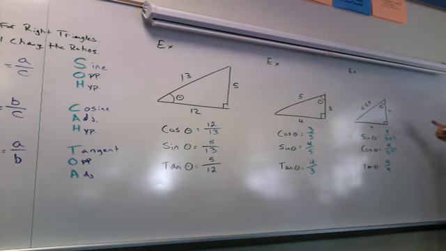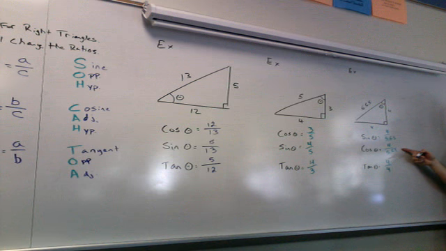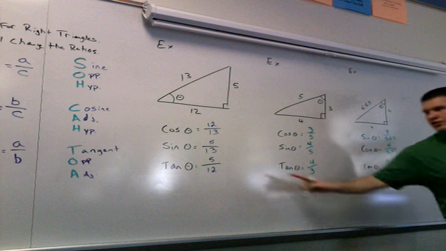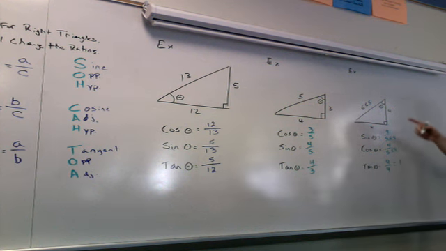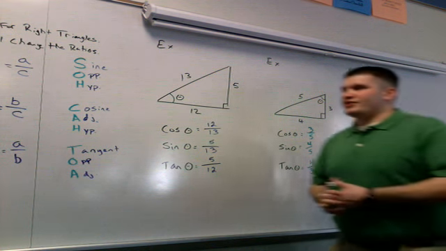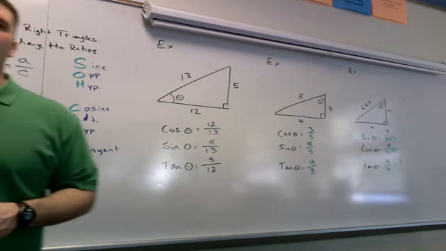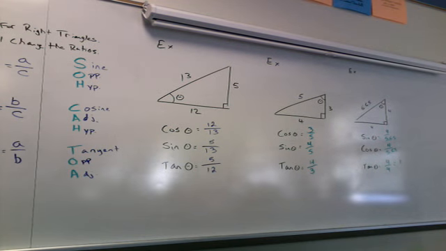So, is that less than 1? It's 1. So tangents can be 1, more than 1, or less than 1. Sine and cosine should always be less than 1. Are there any questions? Like I said earlier, if you can pick out opposite, adjacent, and hypotenuse, then this will be easy.